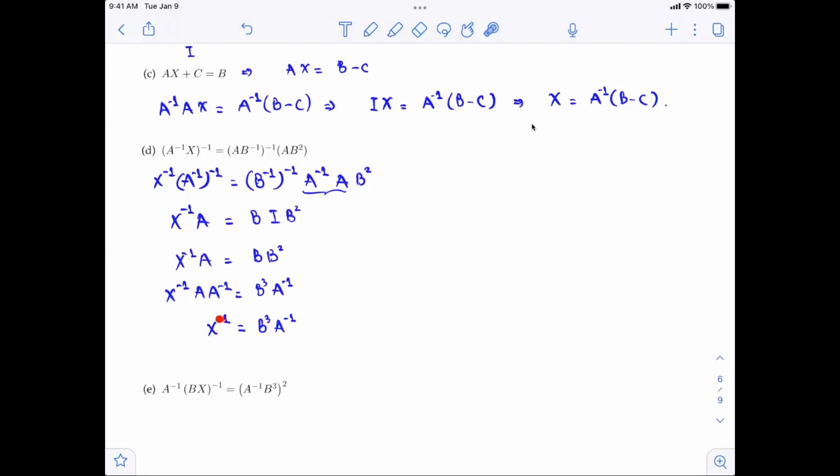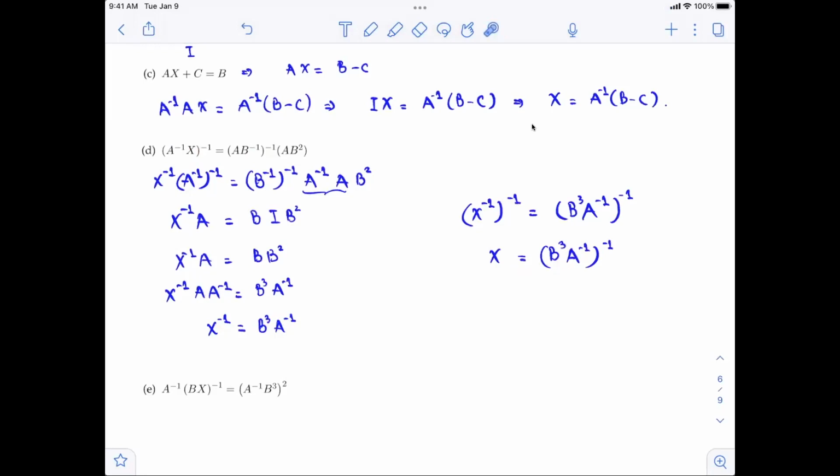Now, to get rid of this inverse, you just take the inverse on both sides of the matrix equation, and you get X inverse inverse equal to B cubed times A inverse inverse, or X equal to B cubed times A inverse inverse. All right, so that is the form of X in this particular equation. Of course, you can go further, but let's just stop right here.